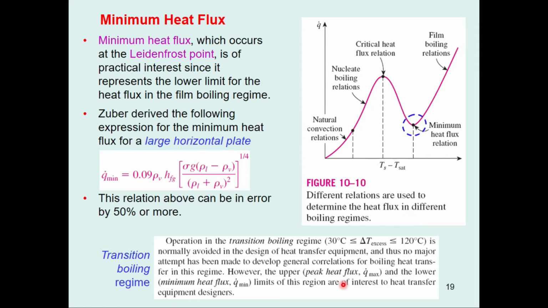So the upper value, which is known as the peak heat flux, and the lower value, which is known as the Q min, the limits of this region, are of interest to heat transfer equipment design.